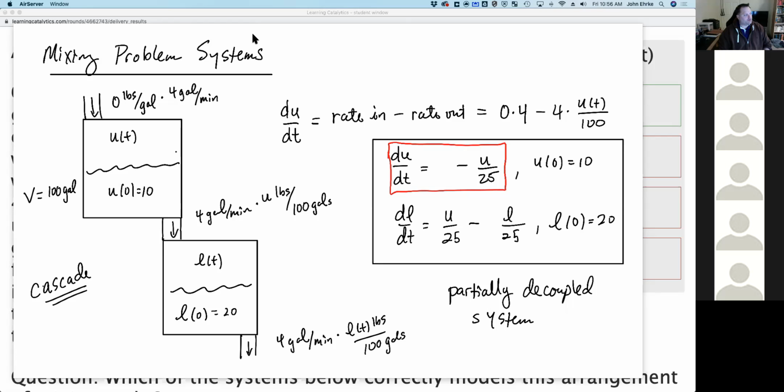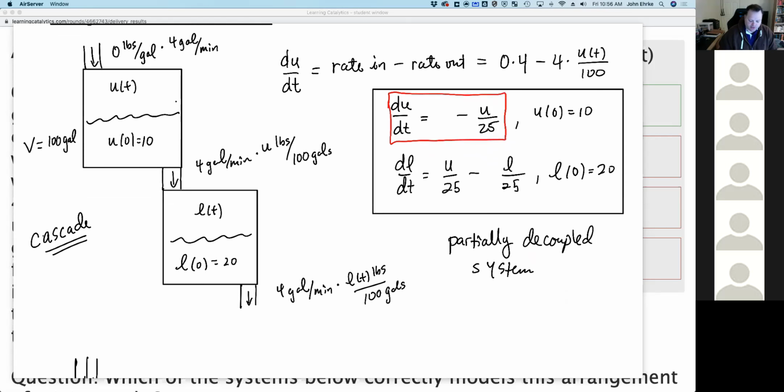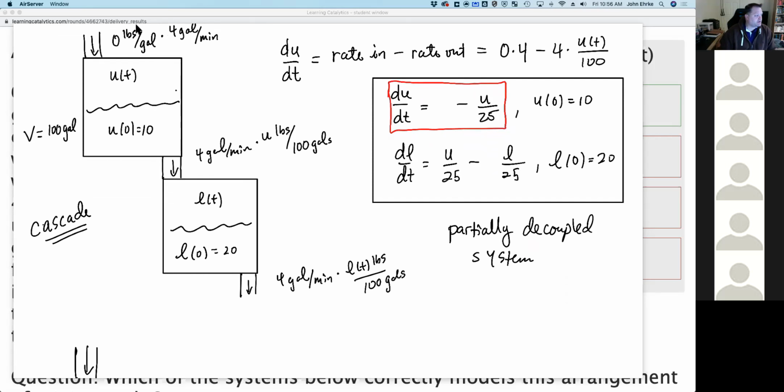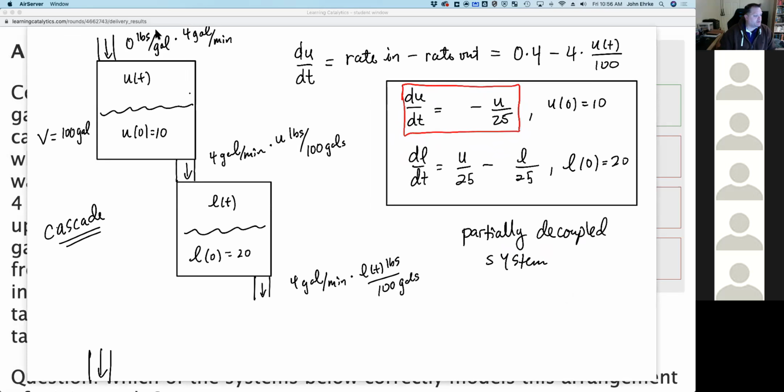I do want to show you this in Maple so you can kind of see. I haven't actually answered the question, which is find U of t and L of t. So I want to take a look at this. I do have a Maple file that goes along with this problem.